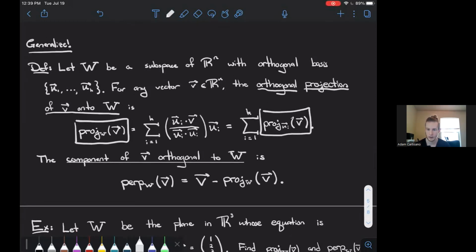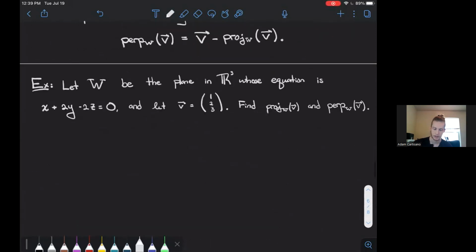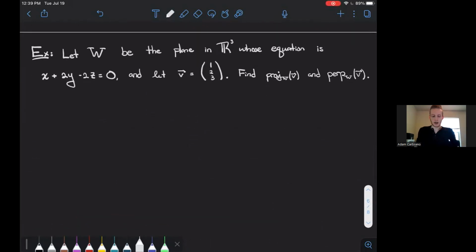Okay, and then by the way, if you want the component of v that's orthogonal to that subspace W, that's just perp W of v, and it's just v minus proj W of v. So there's no difference in that definition at all. You just do v minus the other one. Okay, let's do an example for it.